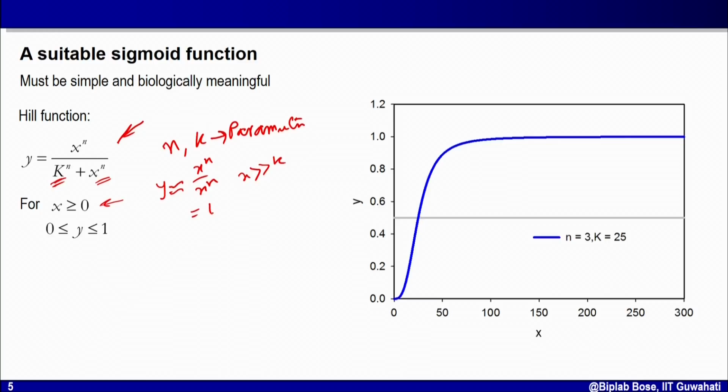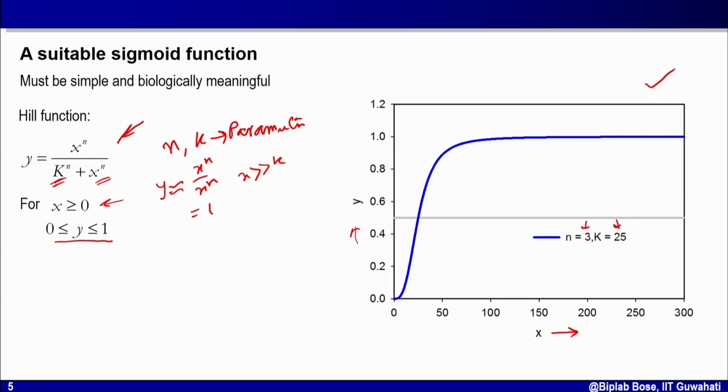So that means this function y changes from 0 to 1. 1 is the maximum value. And that helps because it is within a particular range. And if you look into the diagram shown in your slide, I have varied x in a positive value from 0 to 300 and y in the vertical axis. You can easily see this blue curve is a sigmoidal one. Here I have considered n equal to 3 and k equal to 25.